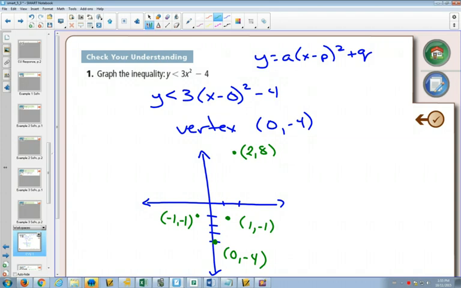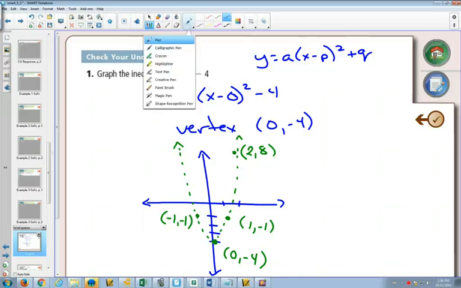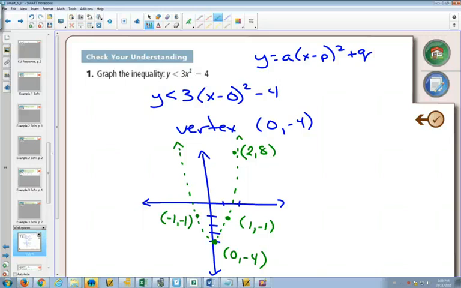Now you're going to be tempted to draw your parabola right away. Hesitate just a bit with inequalities because we have to decide, is it going to be a solid line or a dotted line? This one, because it's just less than, draw a dotted line. The last thing we do when graphing an inequality is shade the area which is represented by y is less than 3x squared minus 4.